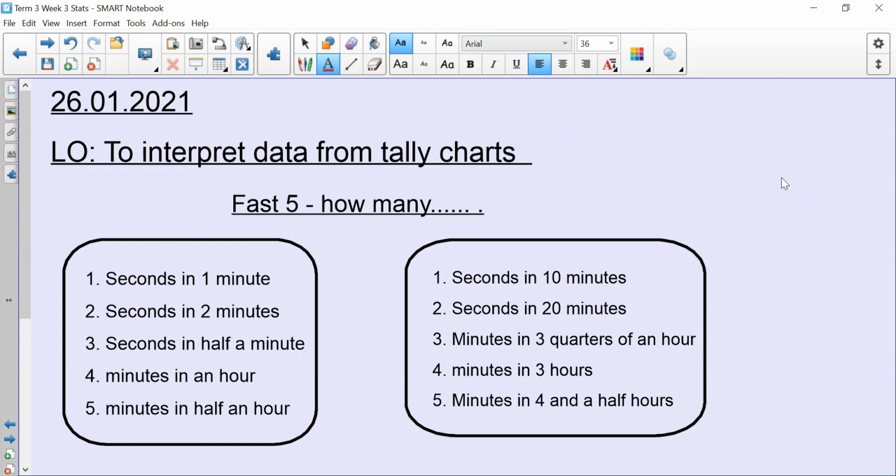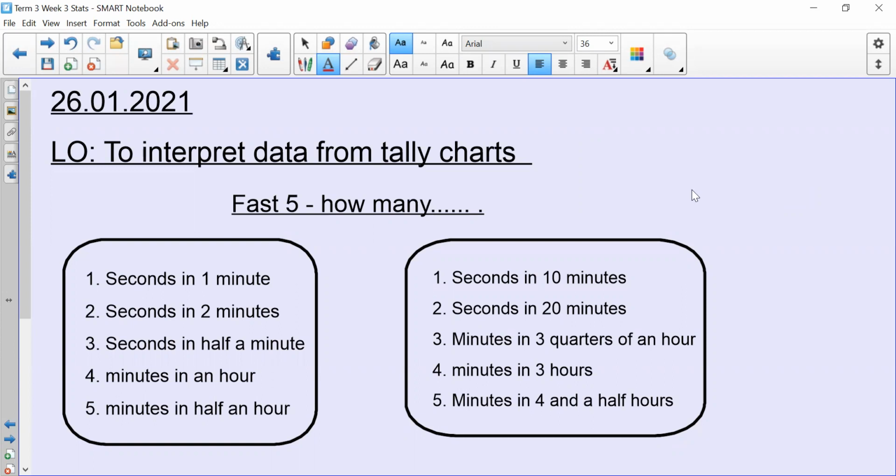So the date is the 26th of the 1st, 2021, and our learning objective today is interpreting data from tally charts. But before we get into our learning today, let's do our fast five. This is just a refresher on our time skills, knowledge, and understanding.